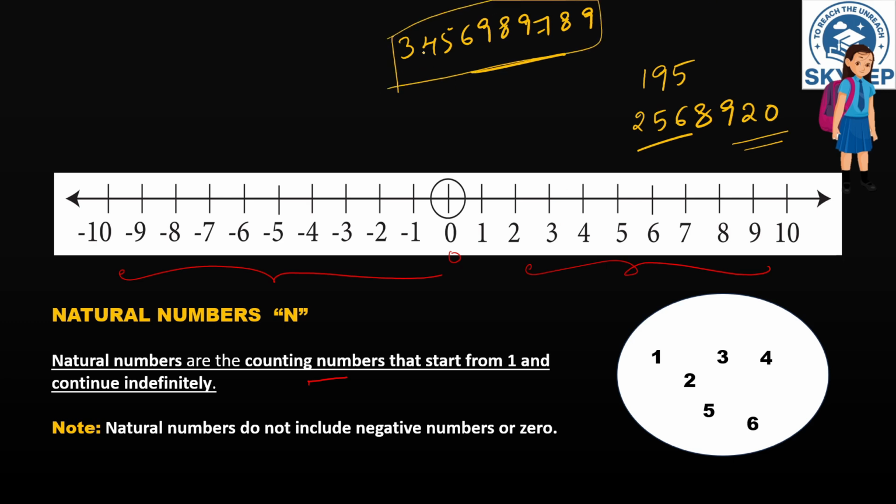Hope you carefully observe it here. It contains only positive signs. It's not a negative number. That means natural numbers do not include negative numbers. See, Swati just starts from 1 and moves to the right side of the number line scale. And it does not include 0. And these natural numbers, we represent by the term N.